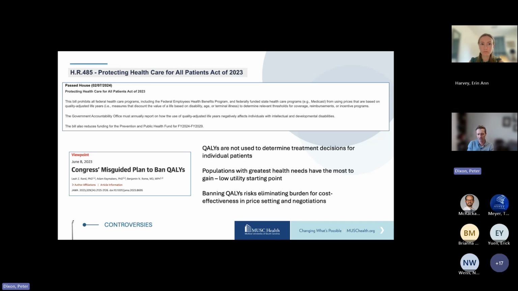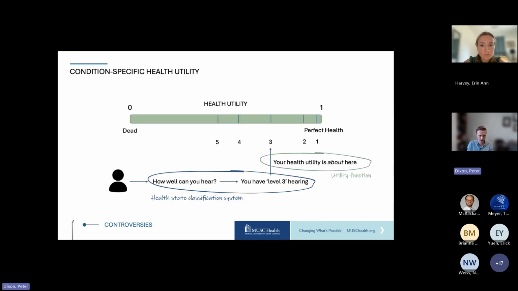And there's a bunch of other points that are made, and I encourage you to read that viewpoint if you're interested in looking at it. But that's one kind of controversial topic. And then the second piece here is around condition-specific health utility, which has been a research interest of mine for the last few years. And I'll remind you about indirect utility measurements.